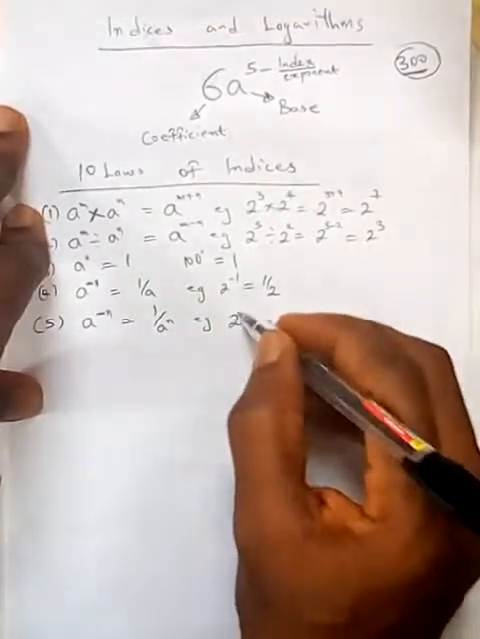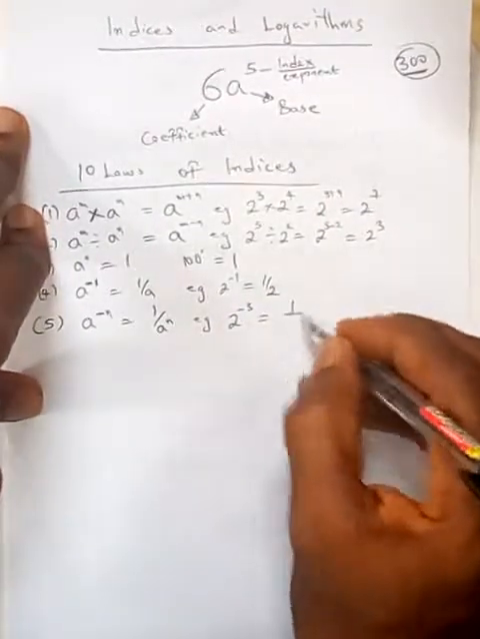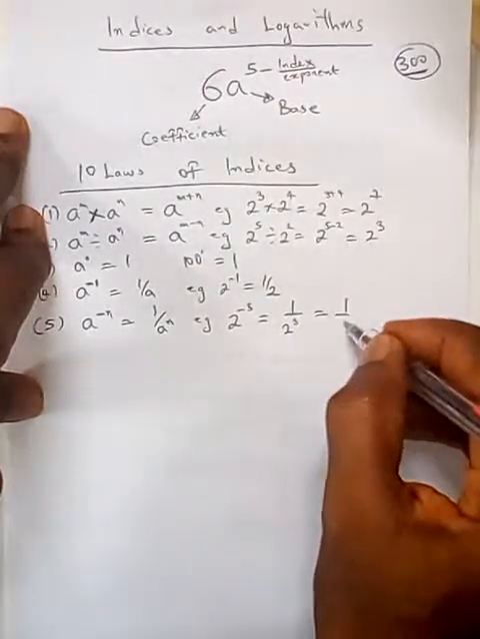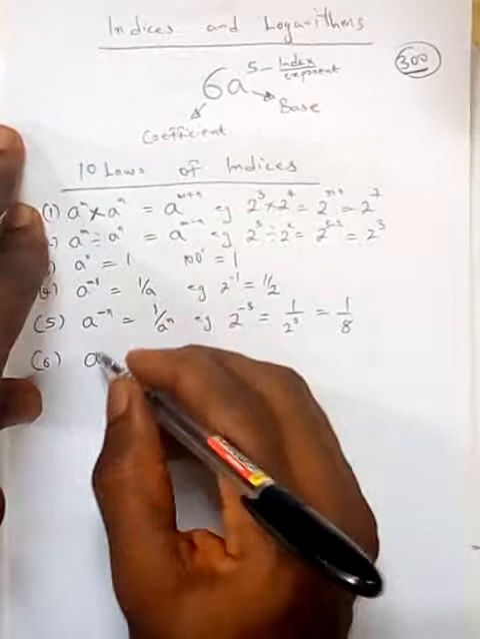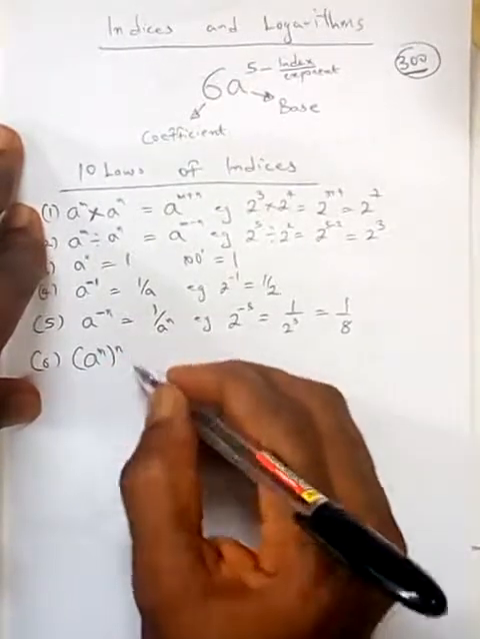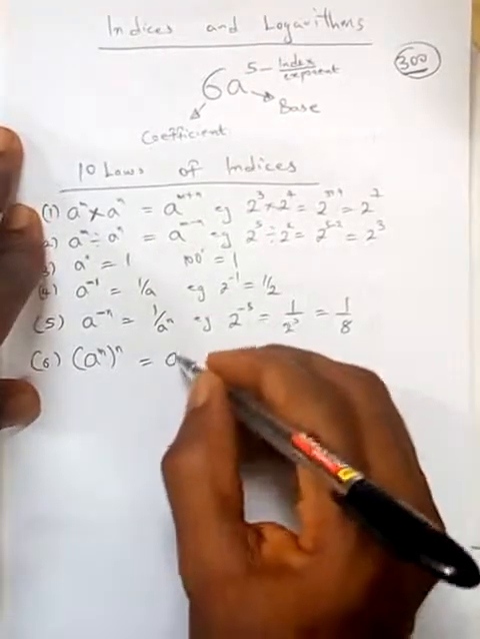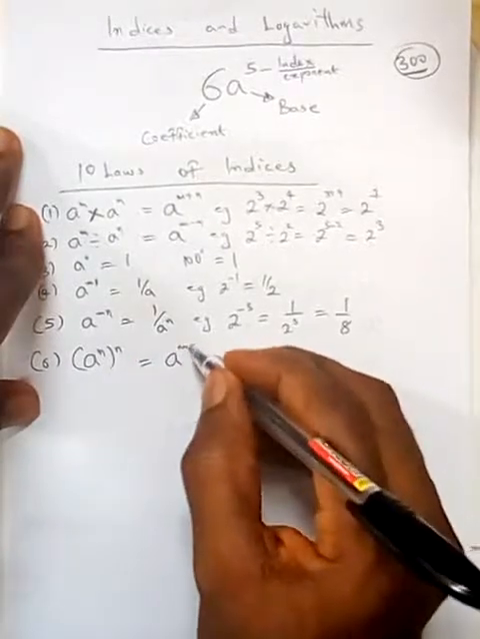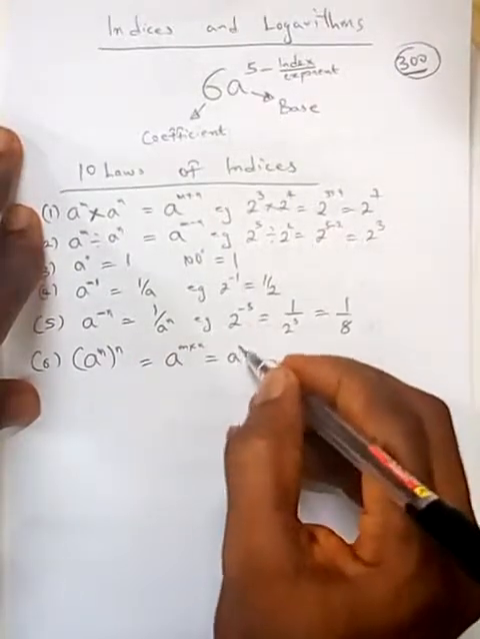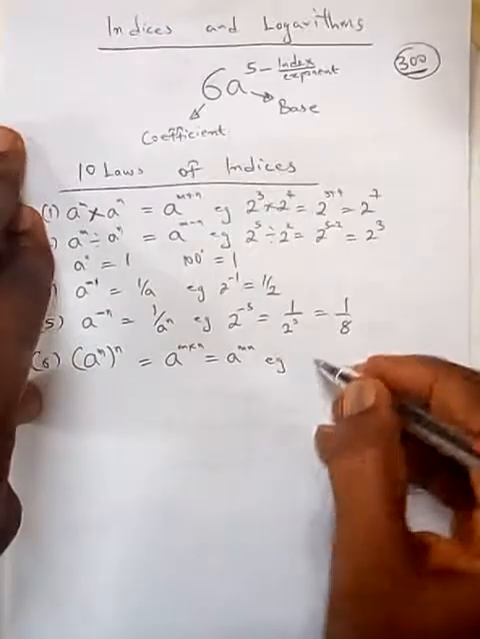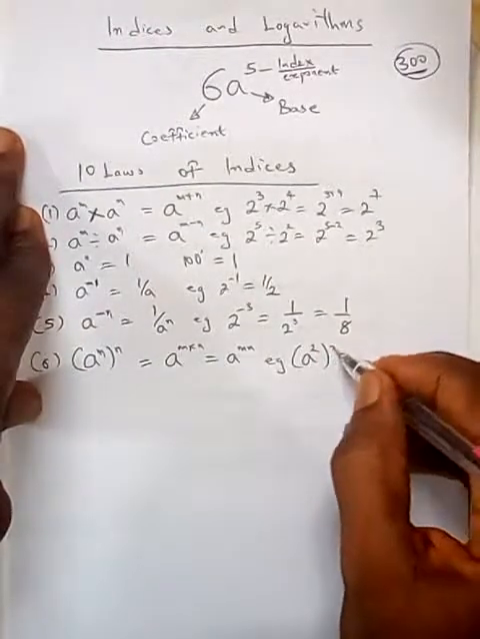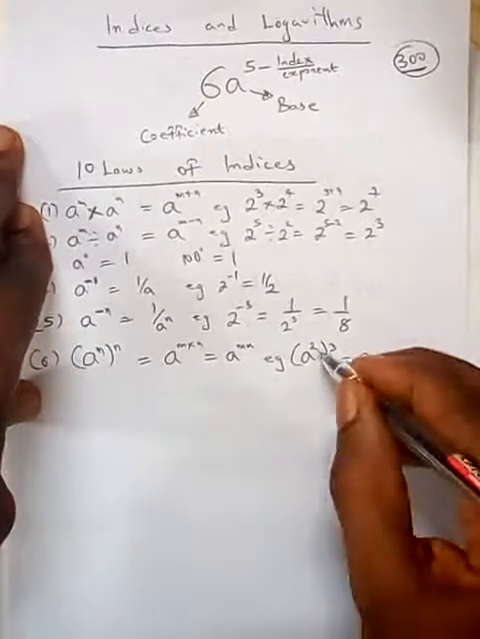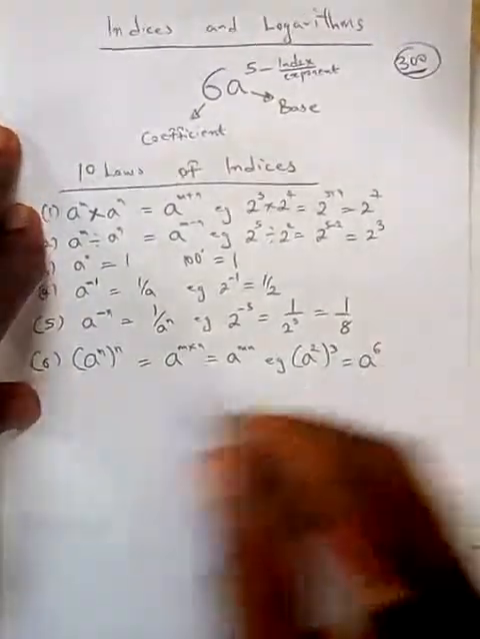E.g., 2 raised to power minus 3 is 1 over 2 raised to power 3, and that is 1 over 8. Number 6, a raised to power m then raised to power n is a raised to power m n. The powers will multiply, m times n. E.g., a raised to power 2 raised to power 3 is a raised to power 6. You multiply the powers, give you 6.